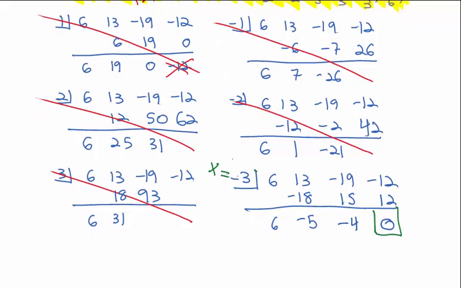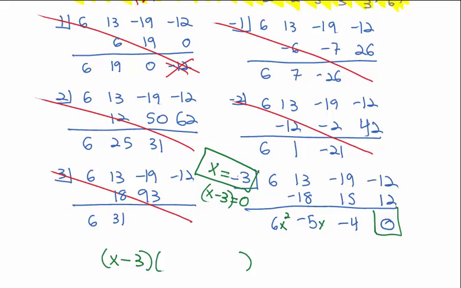X equals negative 3 is a solution. To get the factor, we have to add 3 to both sides to make it equal to 0, right? X plus 3 equals 0. So x plus 3 is a factor of our original problem. What's left becomes the remaining factor. And if you remember, we started with x cubed, so we will do x squared, x, and a constant: 6x squared minus 5x minus 4.